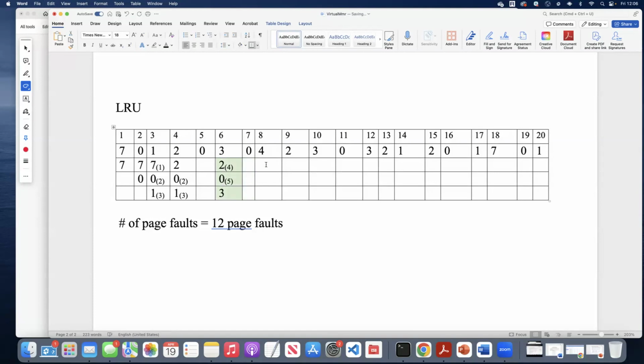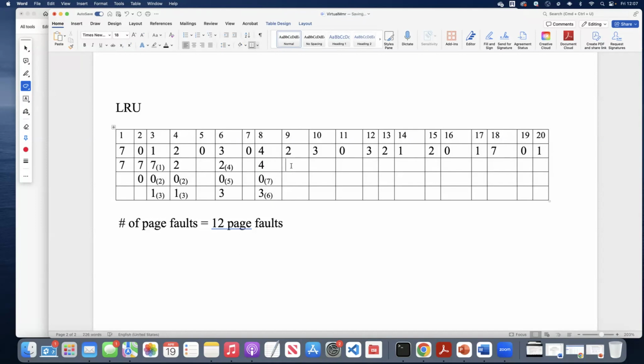And then page 4, we have a page fault, we need page replacement. Page 2 is accessed at time 4, page 0 was accessed at time 7, and page 3 was accessed at time 6. Now we can see page 2 is the victim page. It has not been accessed for the longest period of time. So we use page 4 to replace page 2.